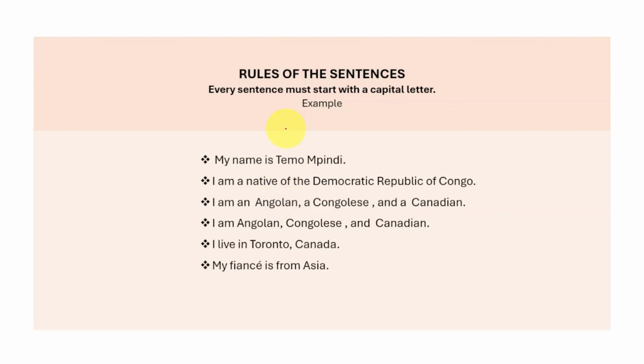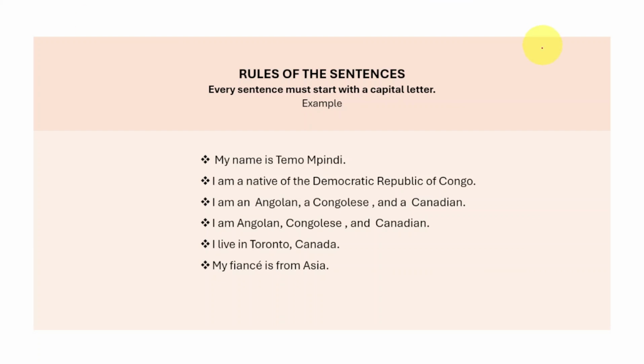Now, the whole of the sentence. Every sentence must start with a capital letter. My name is Timo Pindi. I am a native of the Democratic Republic of Congo. I am Angolano, Congolese, and a Canadian. It's okay. I live in Toronto, Canada. My fiance is from Asia.